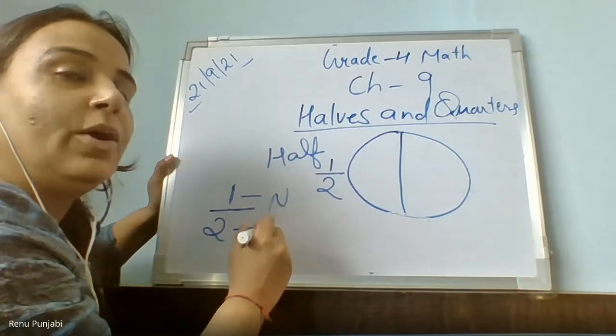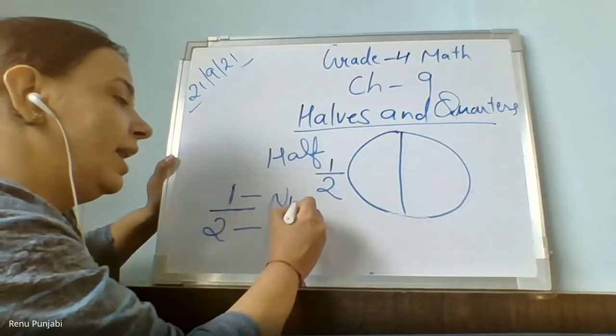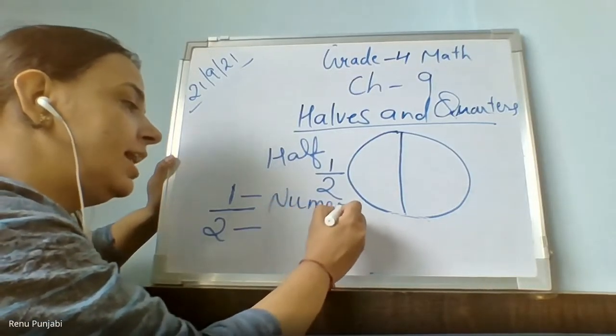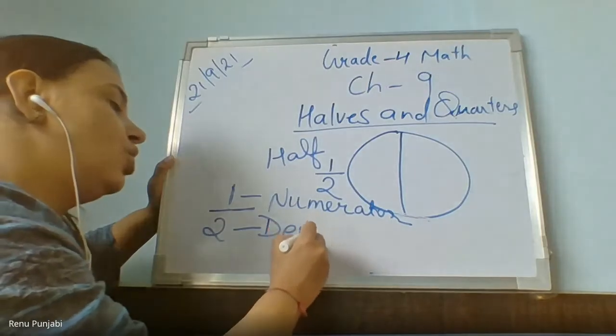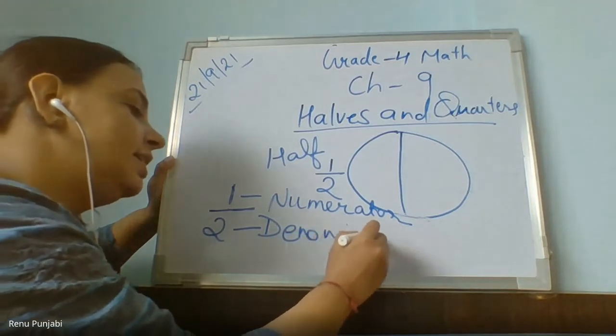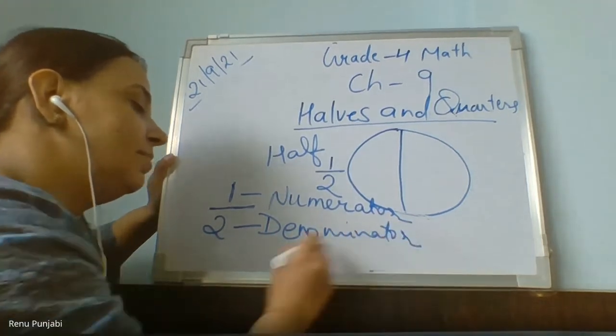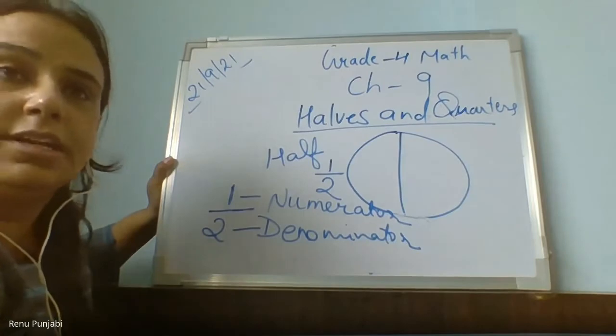Ma'am, the upper number is called numerator and the lower number is called denominator. Not "decometer", denominator. Numerator, N-U-M-E-R-A-T-O-R. Numerator and denominator. The down number is called the denominator.